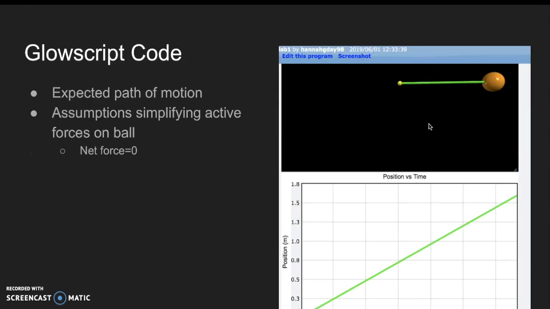This is the picture of the motion. The ball started at this yellow dot and moved to the side at a constant velocity as shown in this position versus time graph that it gave. This code was included to have a net force of 0, which is what accounts for this completely straight line moving through the position versus time graph. This did not take into account any other forces acting on the ball.